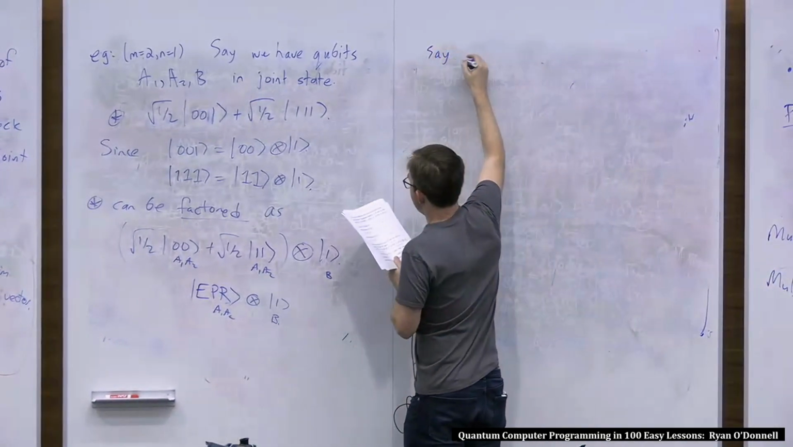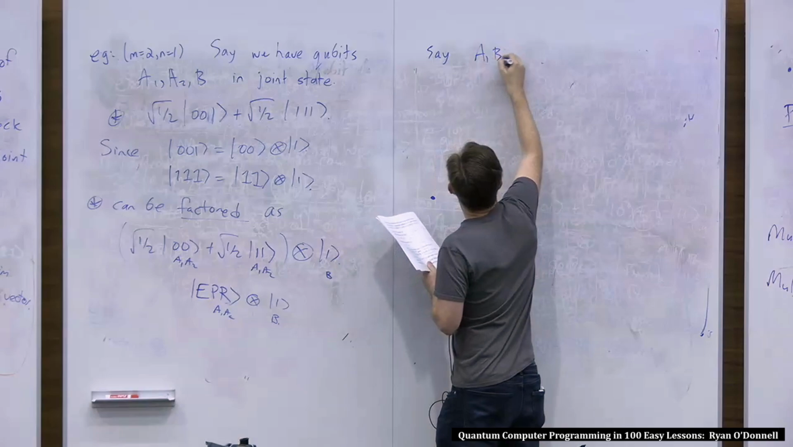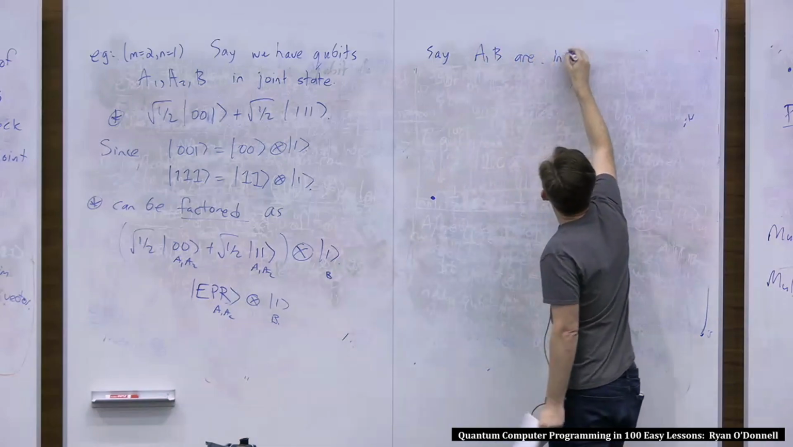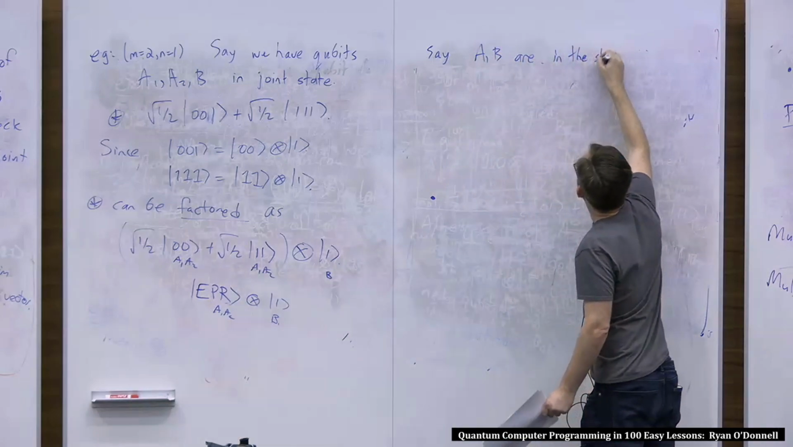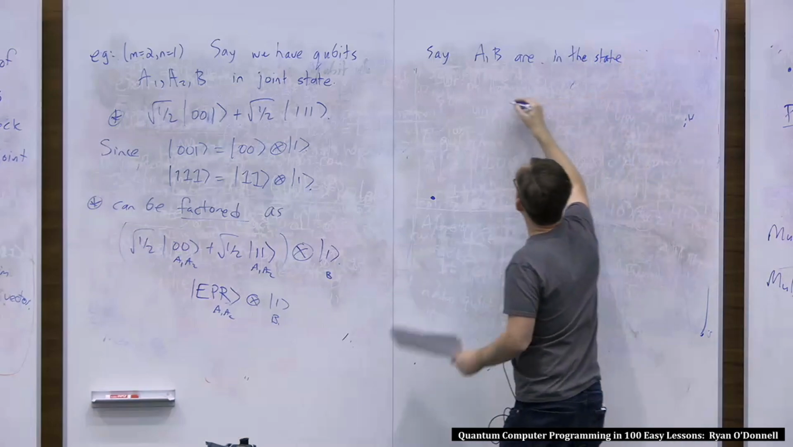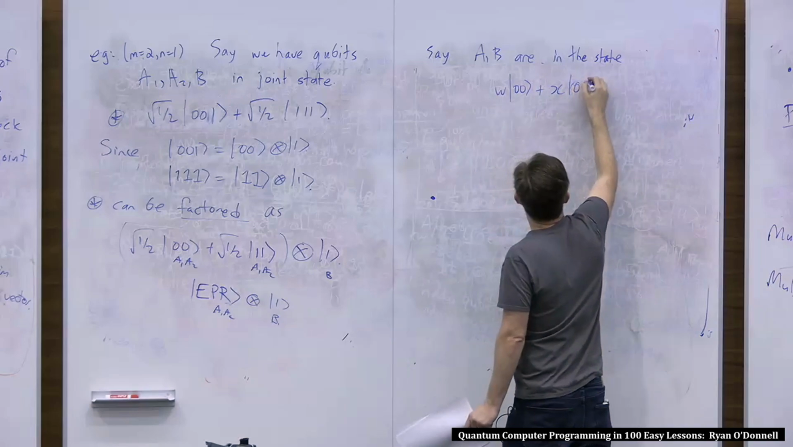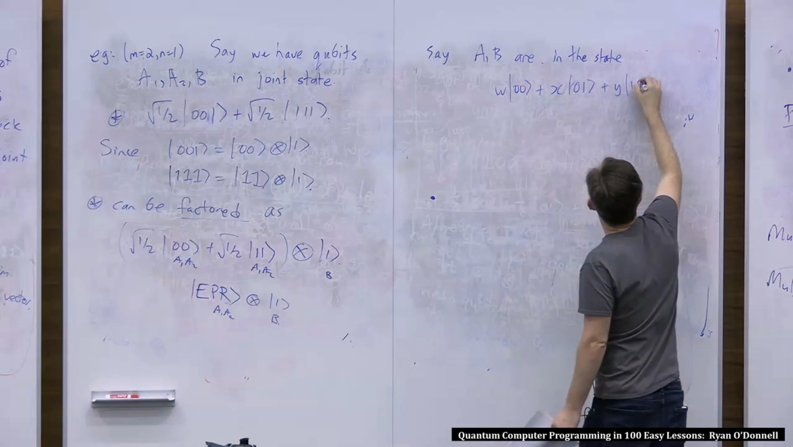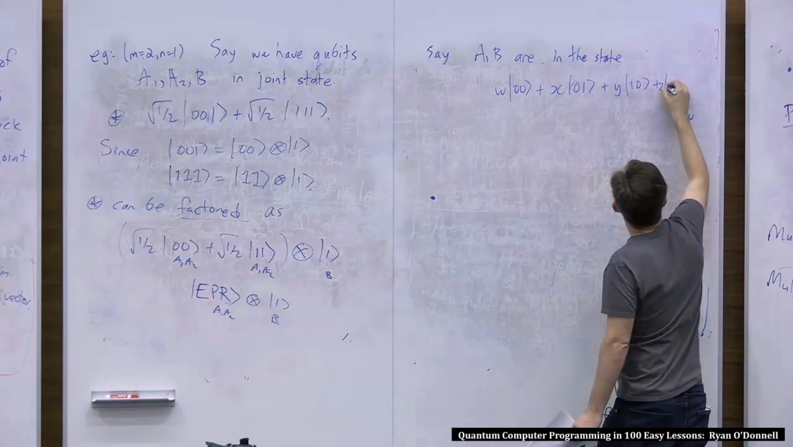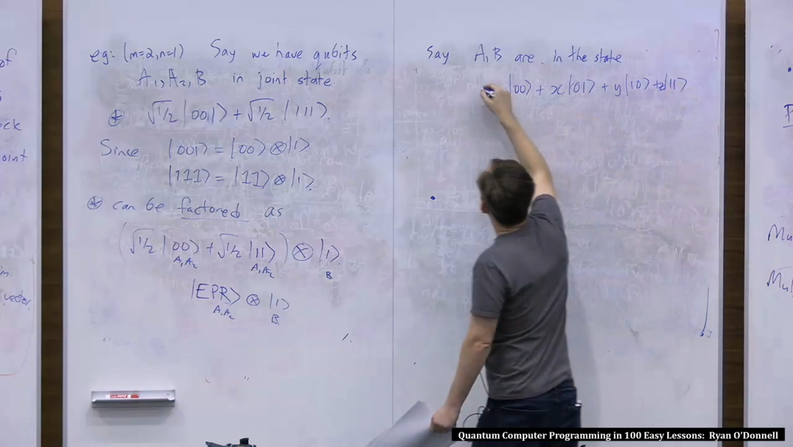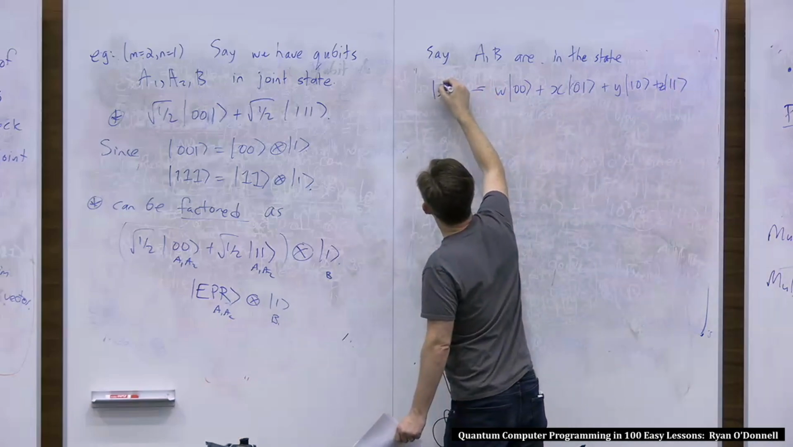Say we have 2 qubits, and they're in this state. Actually a completely general state: W amplitude on 0, 0, X amplitude on 0, 1, Y amplitude on 1, 0, Z amplitude on 1, 1. And I'll call this 4D vector S.